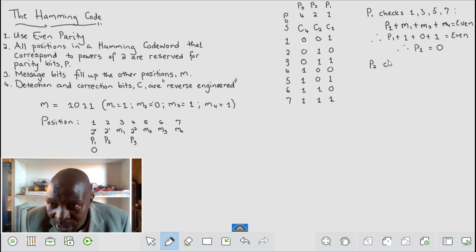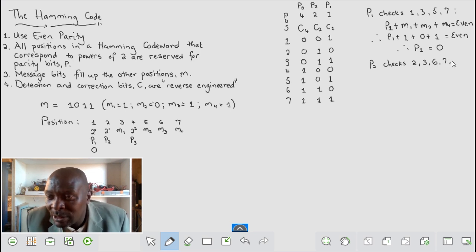So P2 checks the position 1 does not have a 2. Position 2 has a 2. Position 3 has a 2 because it's 2 and 1. Position 4 does not have a 2, it's only 4. Position 5 is 4 and 1, not 2. Position 6 is 4 and 2. Position 7 is 4, 2 and 1, so there's a 2.